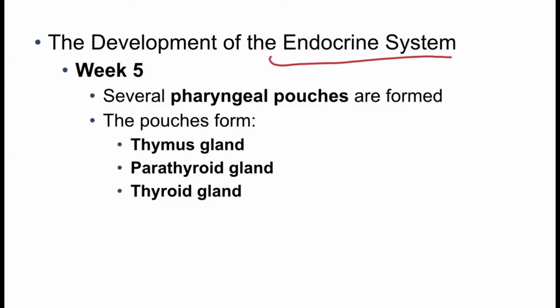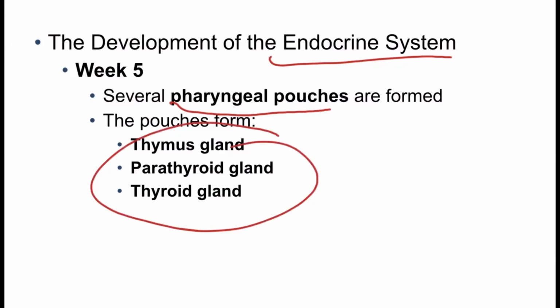Endocrine system. All the hormones develop here. Several pharyngeal pouches start to form. Okay, they form your thymus gland, your parathyroid gland, and your thyroid gland. Which one of those 3 is 4 little purplish dots on the back of one of the glands? Your parathyroid. You have the right and left side and 2 dots on the back of the thyroid gland. That's your parathyroid.